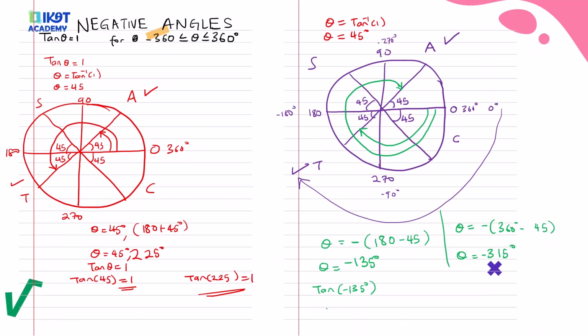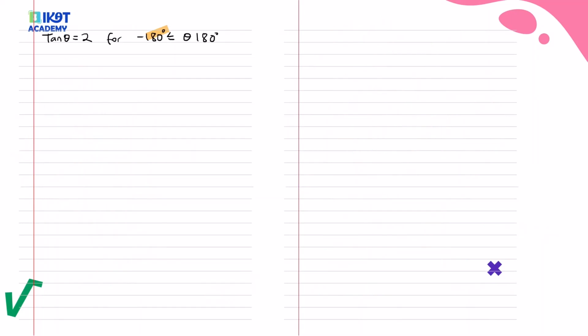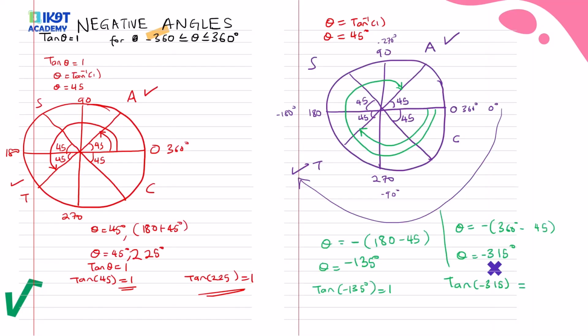So now let's say what is the tan of negative 135 degrees. We put it on our calculator, the tan of negative 135 degrees. It's 1. So you see, this shows we are on the right track. Then we also test the tan of negative 315. It's also 1. So you see, we've proved that.